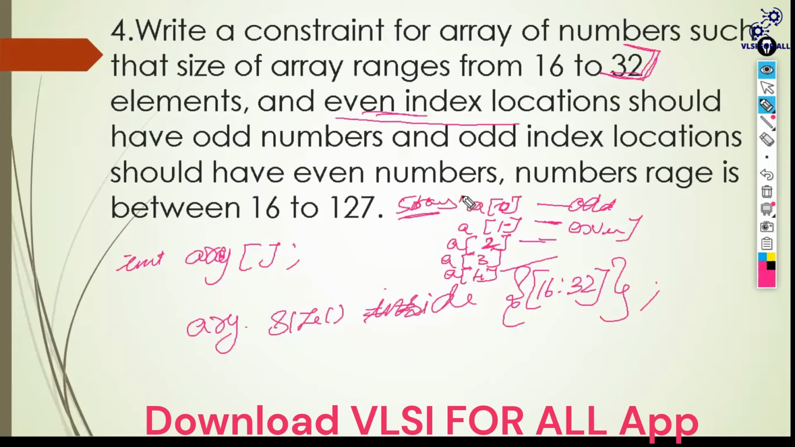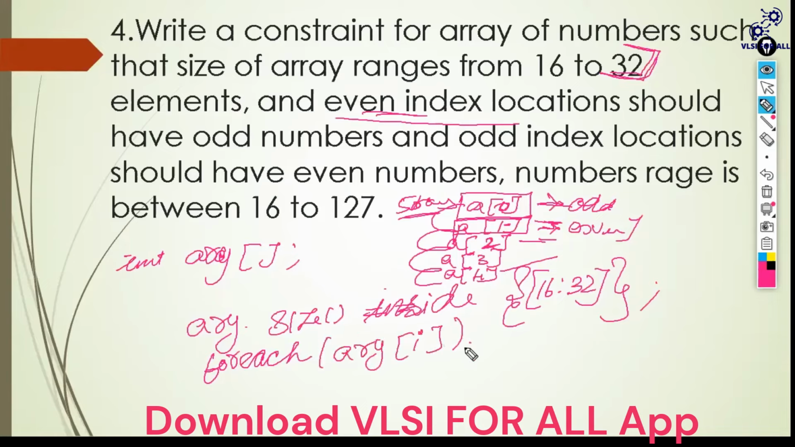In order to go through every array value, I need to tell that the array value should be inside this range, right? So for that, I need to iterate from 0 to 3. Here I can use a for loop. Here we can use the foreach. So foreach array of I, whatever the value may be, if the value is 16, it will iterate from 0 to 15 automatically.